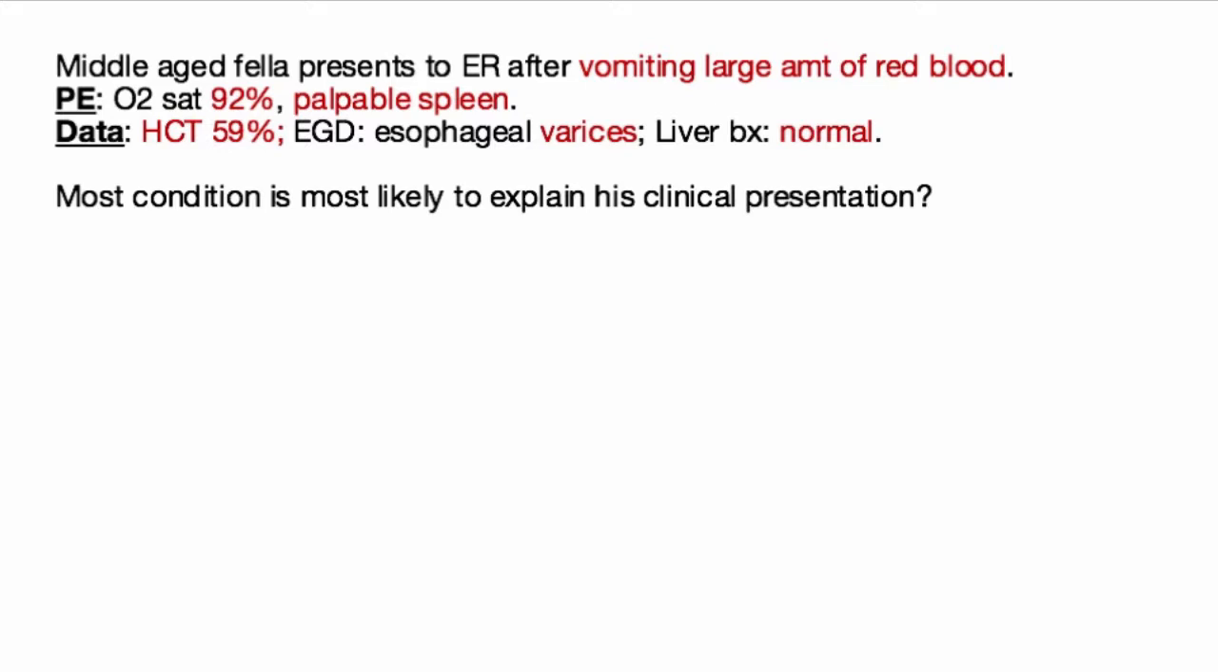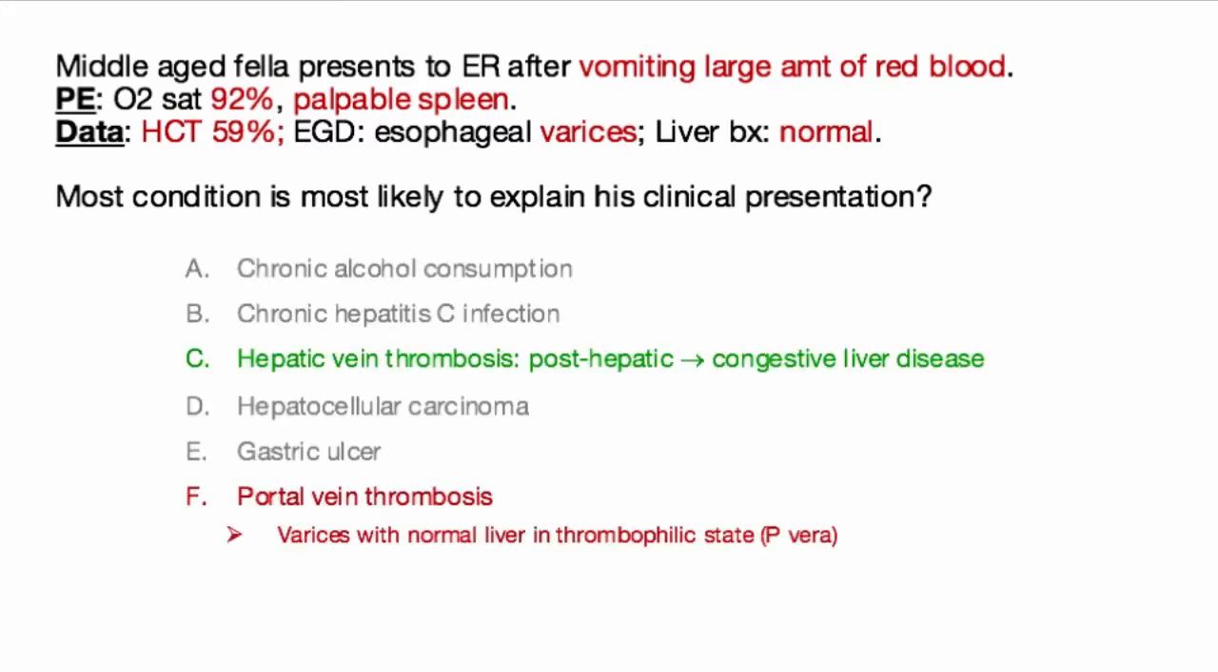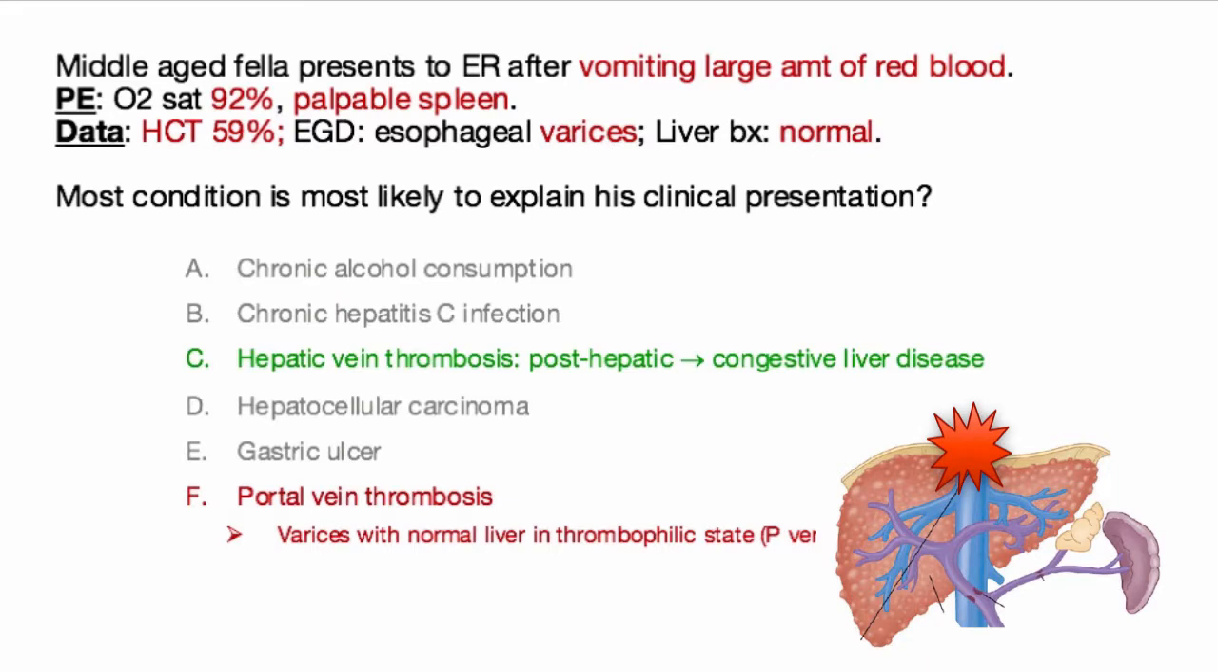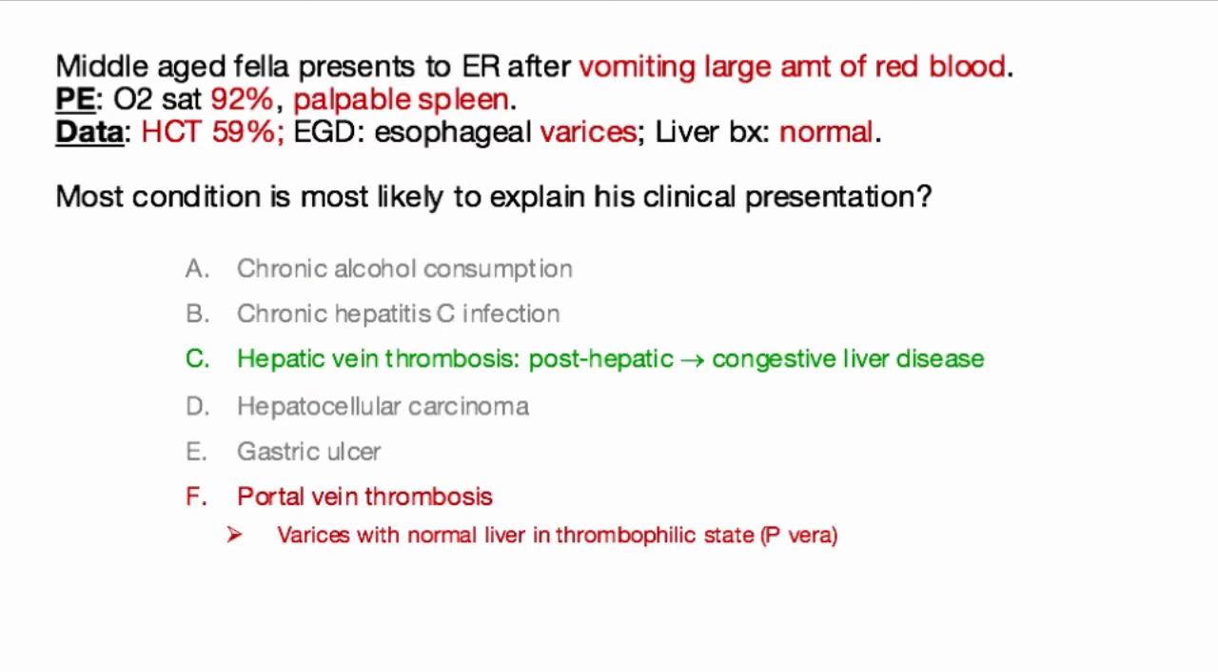Now let's look at the choices. Chronic alcohol consumption would be associated with a cirrhotic liver, not a normal biopsy. Chronic hepatitis C, likewise. Next choice we have is hepatic vein thrombosis, Budd-Chiari. The problem with that is it causes a post-hepatic thrombosis, so a patient would have findings of congestive liver disease. That is, the liver would be enlarged and tender with abnormal liver chemistries. None of that information was given here. So hepatic vein thrombosis could not explain this presentation. Hepatocellular carcinoma is excluded because of the normal biopsy, and gastric ulcer has nothing to do with this presentation. The correct answer is portal vein thrombosis.